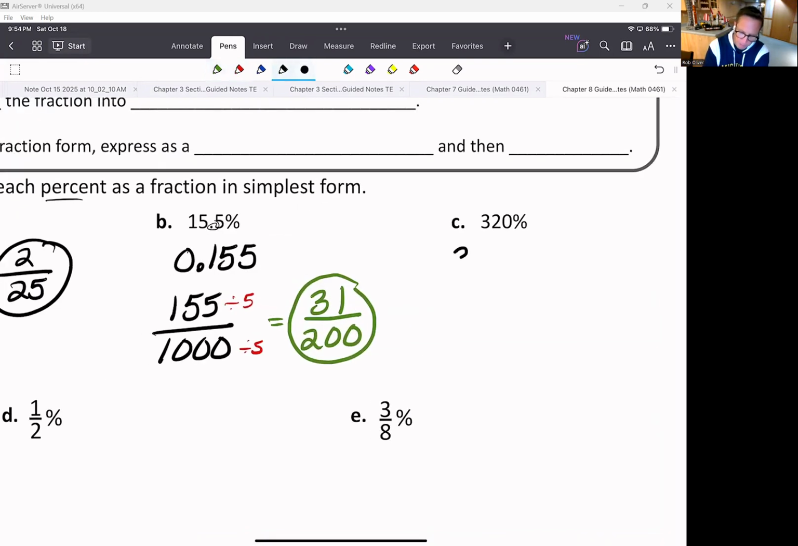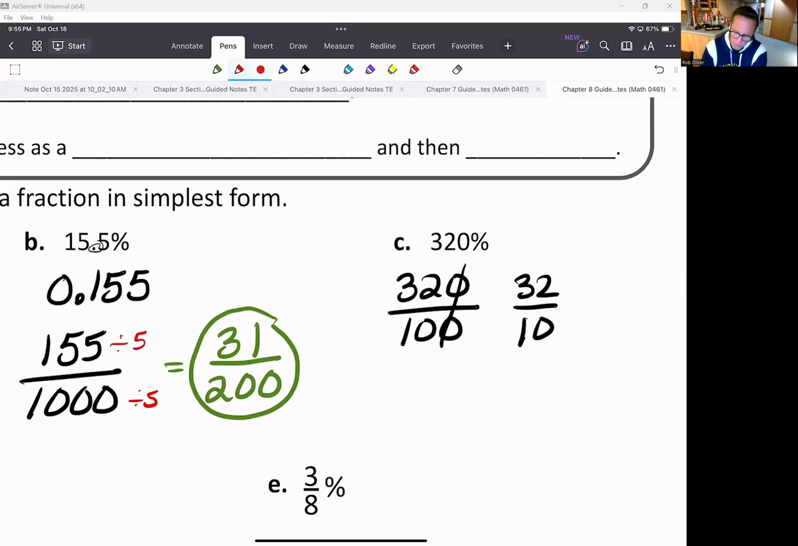And right here, we can just write this as 320 over 100. Now that's an improper fraction. We can simplify that by making that 32 over 10, and then we can divide by 2, and we get 16 fifths.